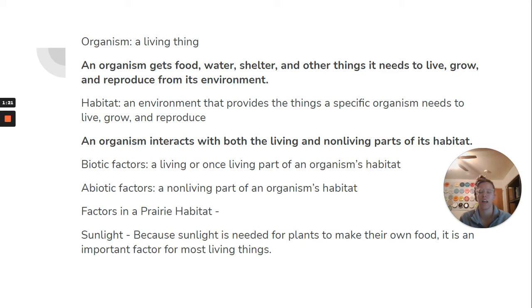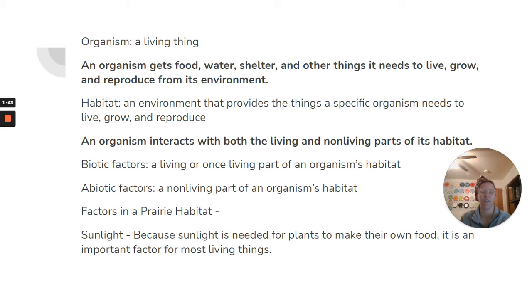A habitat is an environment that provides the things a specific organism needs to live, grow, and reproduce. So an organism interacts with both the living and non-living parts of its habitat. We have biotic factors, which are a living or once living part of an organism's habitat, and abiotic factors, which are a non-living part of an organism's habitat.